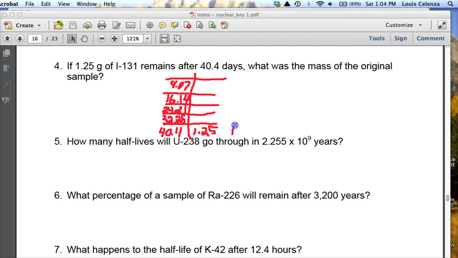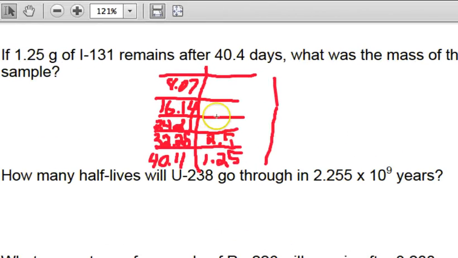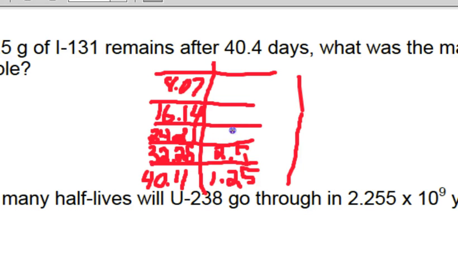Now we've got to work back, which means you have to double. So doubling that would be 2.5. That would be 5. That would be 10. That would be 20. You're not done yet because you have to go back to your original, which would be 40 grams. So our original sample would be 40 grams.